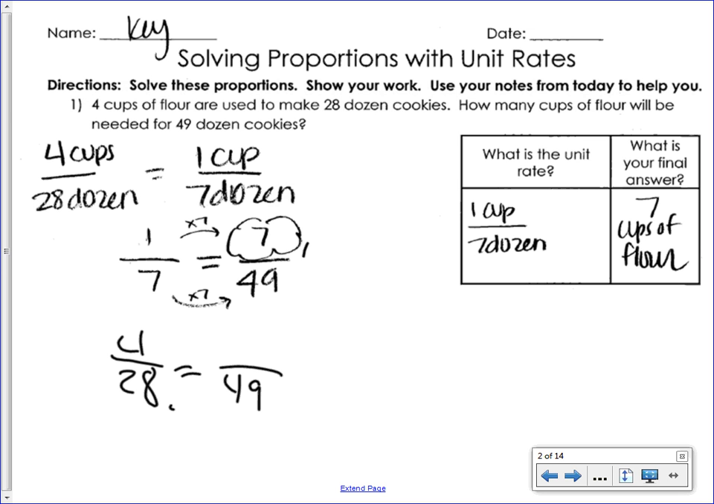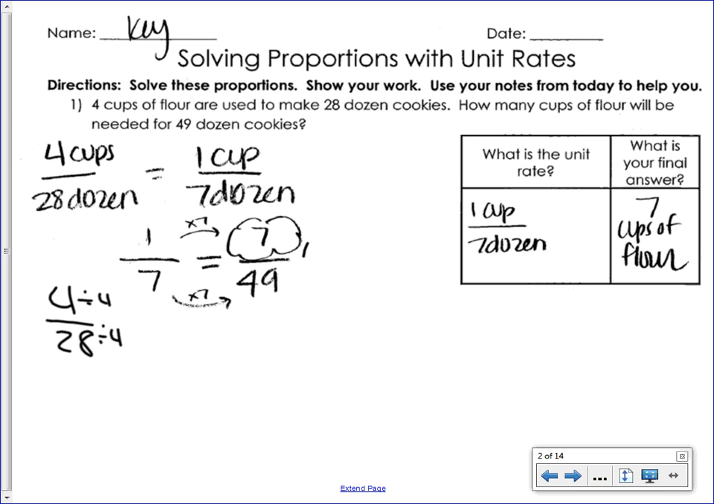So I'm going to have to simplify the first ratio to become a unit rate. And if you look at it as a fraction, 4 over 28, they do have a factor in common that they can use to simplify with, okay? Because 4 does go into 28 evenly. So if I divide the top and bottom number both by 4, 4 divided by 4 is 1, and 28 divided by 4 is 7. So that is where the unit rate is coming from. All right? So I have 1 cup is 7 dozen.